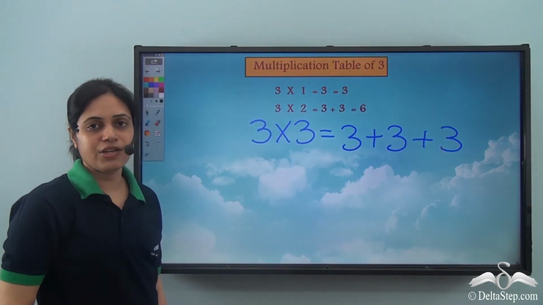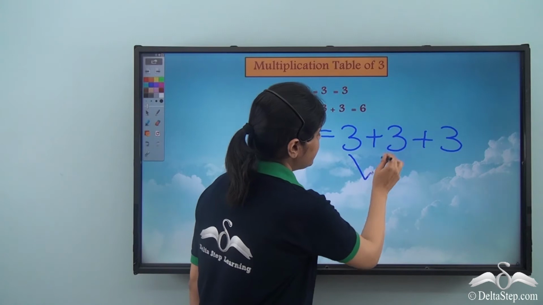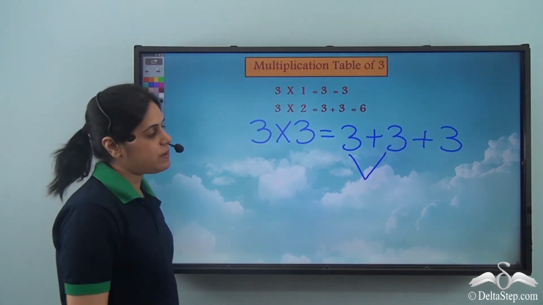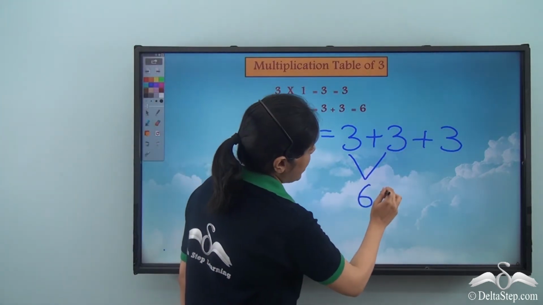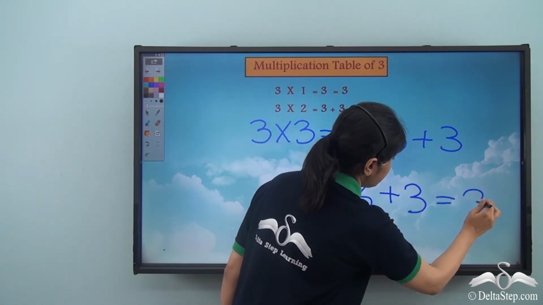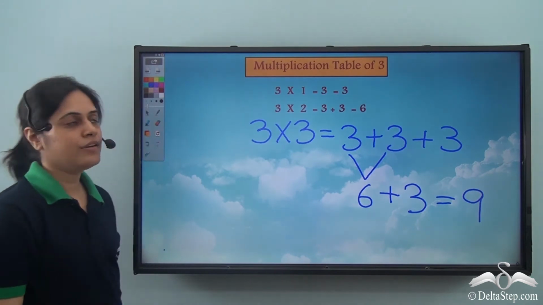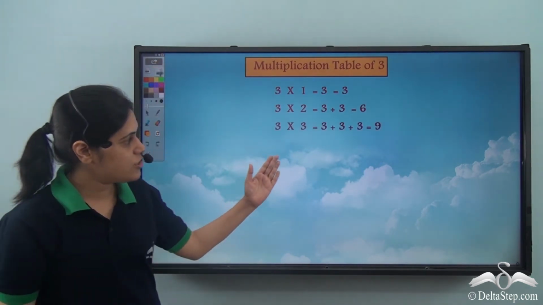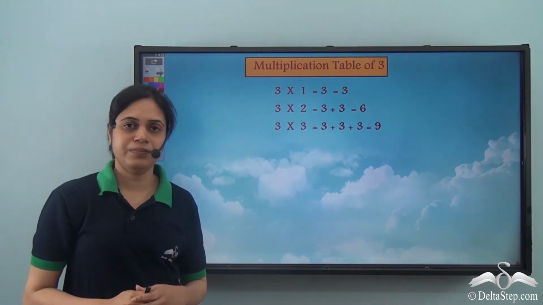What is 3 added 3 times? First I add these two 3's. So 3 plus 3 is 6. And then I add another 3. 6 plus 3 is 9. So 3 into 3 is 9.